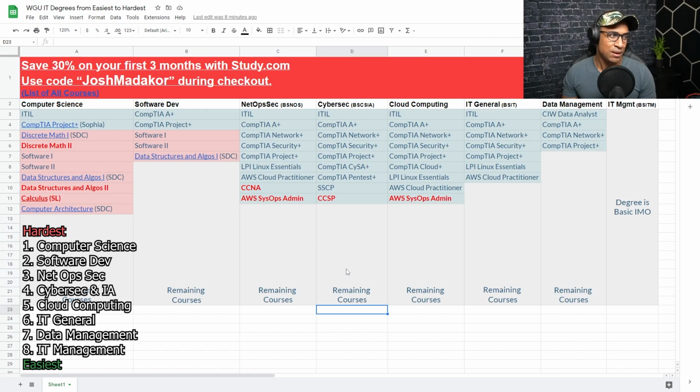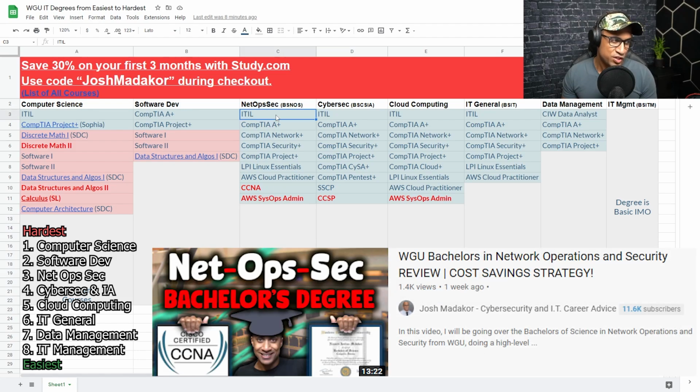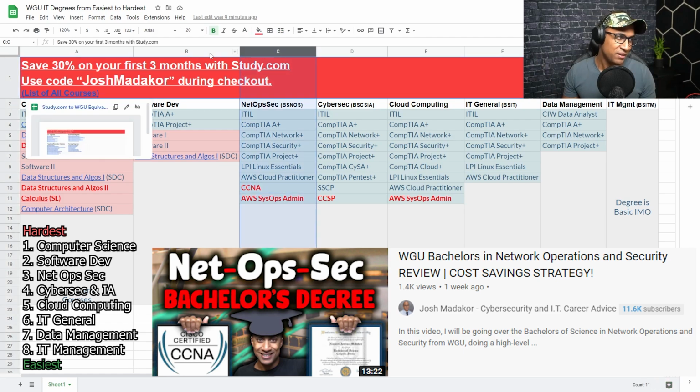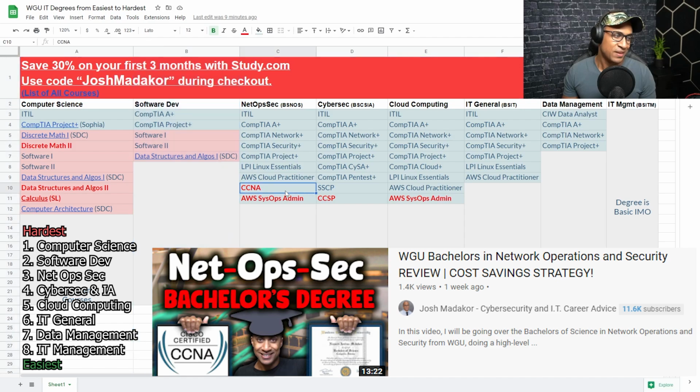And next one, network operations security. This one has a bunch of third-party certs, a bunch of CompTIA certs, Linux, AWS cloud. And these two in particular are quite hard. In my opinion, CCNA is probably the hardest cert, more so than any other cert in the WGU universe, which is why it comes directly after the development degrees.